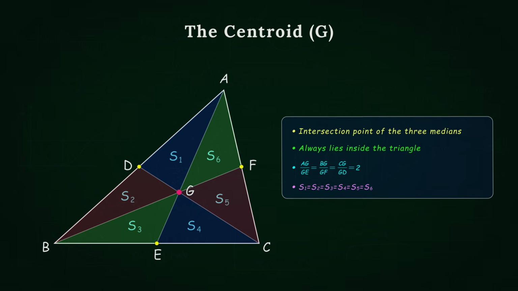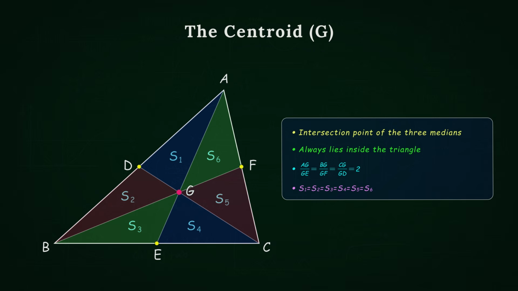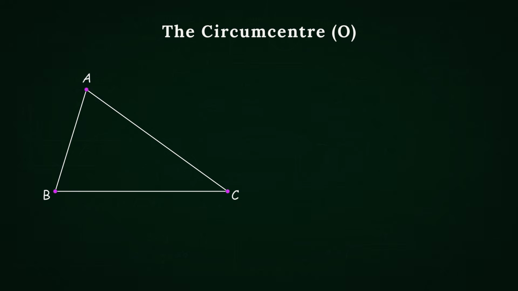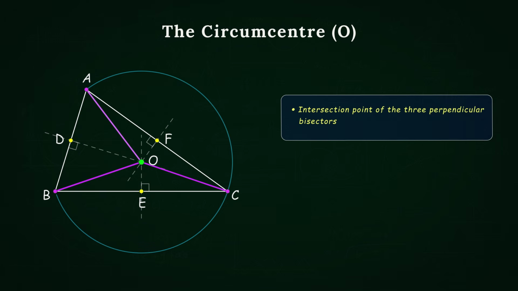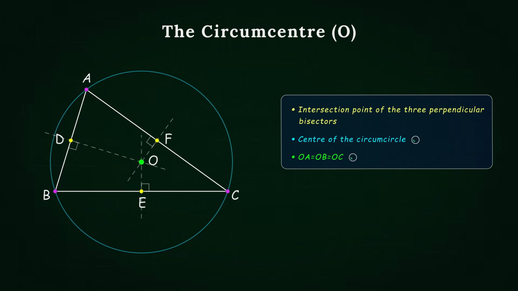Okay, that's the centroid. Next, let's look at the next center, the circumcenter. The circumcenter is the intersection point of the 3 perpendicular bisectors. Since O lies on the perpendicular bisector of AB, we have OA equals OB. Similarly, OB equals OC. So OA, OB, and OC are all equal. In other words, O is equidistant from the 3 vertices. Therefore, O is the center of the circumcircle.